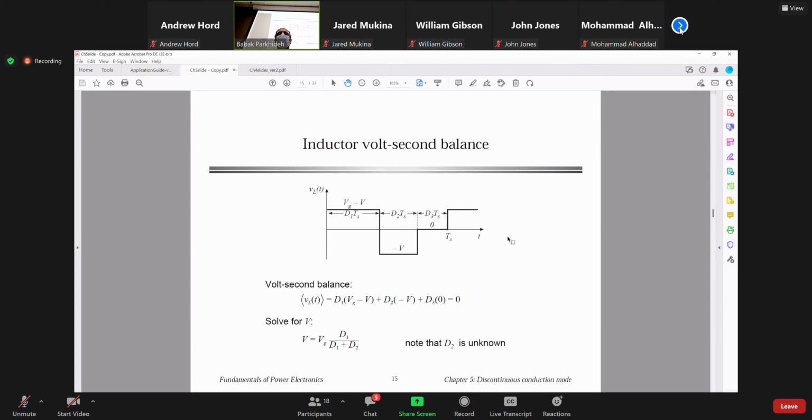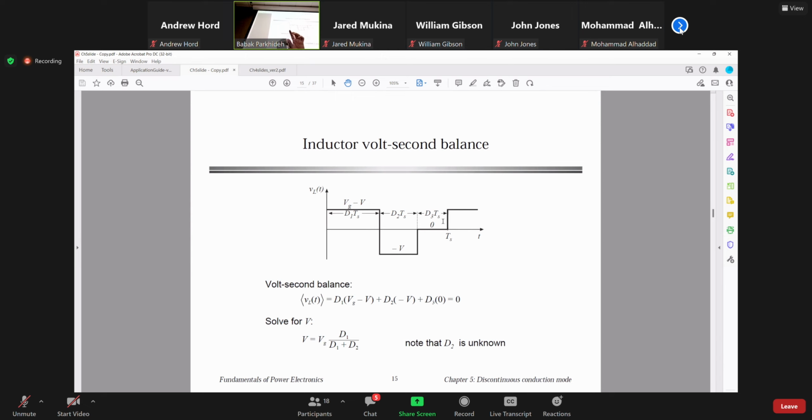Again, you have an inductor and a capacitor, so you should have inductor volt-second balance. For the first subinterval, you have D1 or D, which you control with the first switch, times Vg minus V. For the second, you have D2 times minus V, and for the third subinterval there is no voltage across the inductor, so it's zero. So in this situation, D1 is known. D1 is your main duty cycle, but D2 is unknown.